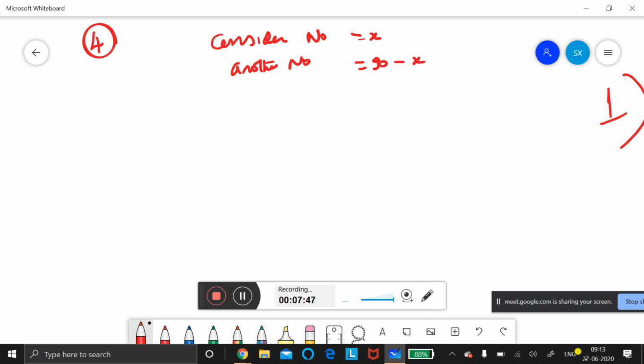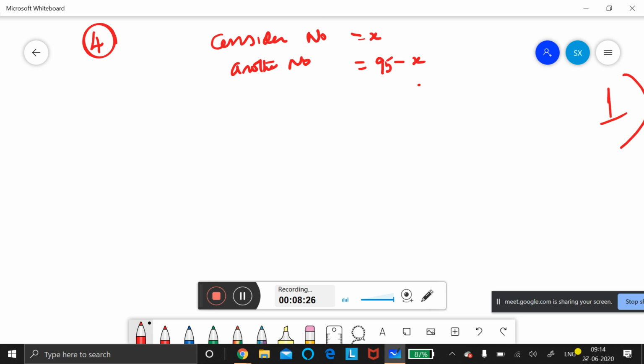This is the first statement. The first clue tells us that two clues will be given. Using the two clues, you have to make an equation. The first clue says that the sum of the numbers is 95. Whenever it comes like that, sum of the two numbers means one number is x, another number is 95 minus x. This is the first clue.